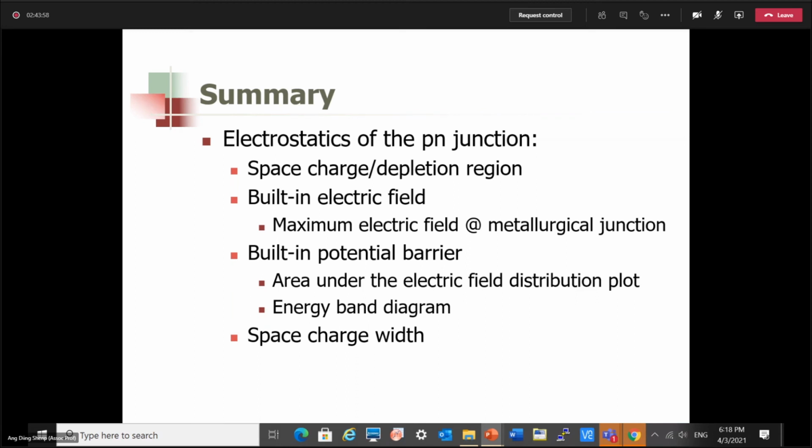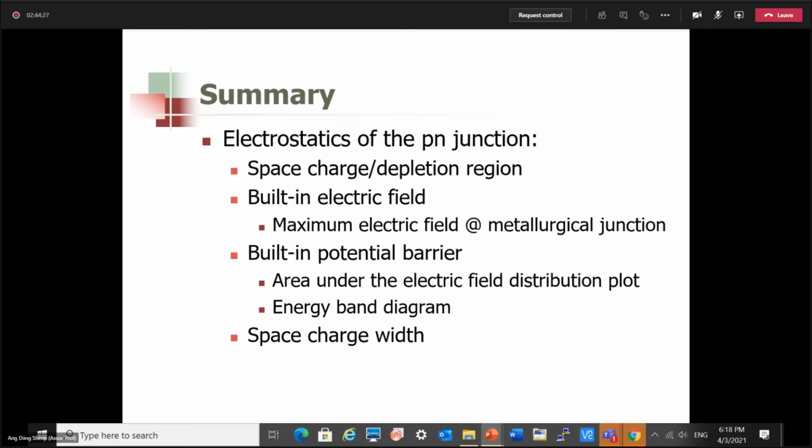Hi, Professor. Can you explain again why there is space charge neutrality? Okay, space charge neutrality is actually a consideration that arises out of the conservation of charge. Remember, charges cannot be destroyed or created for no reason, right?